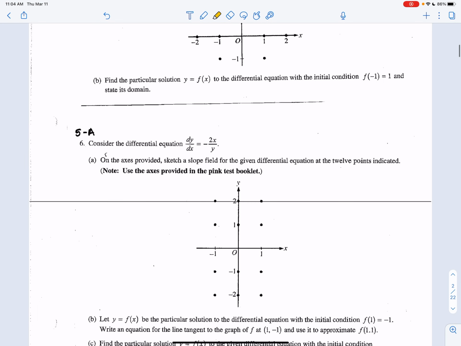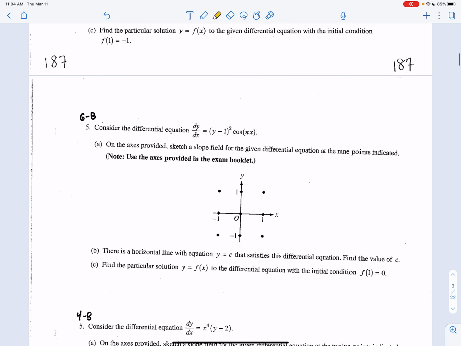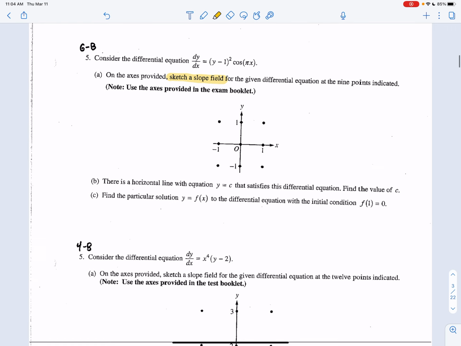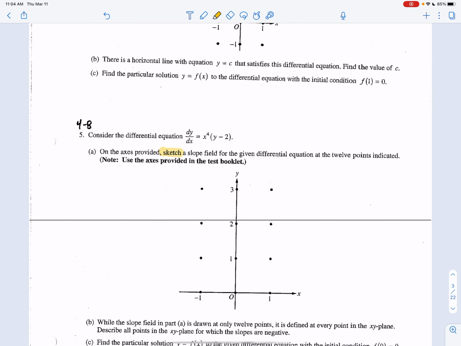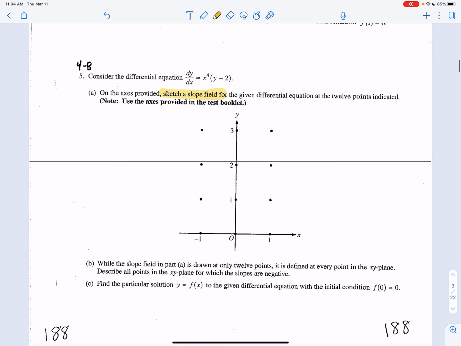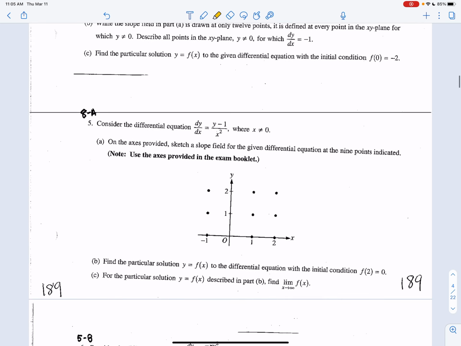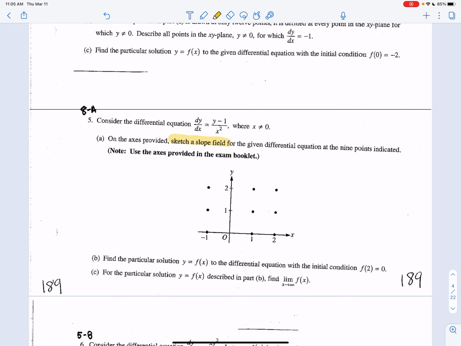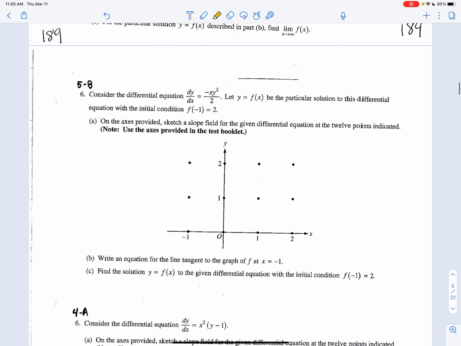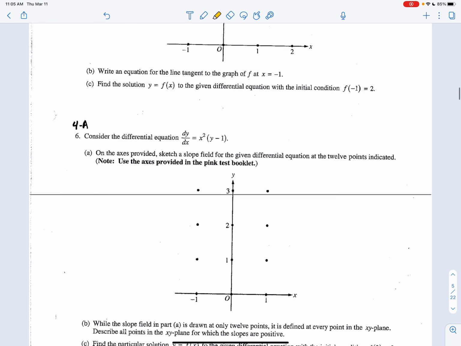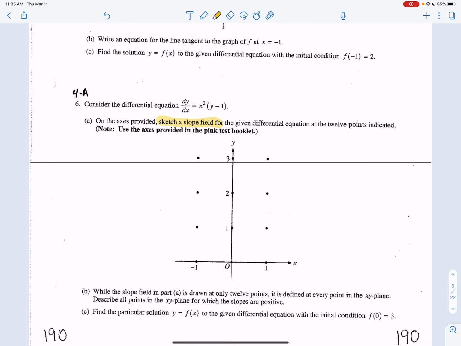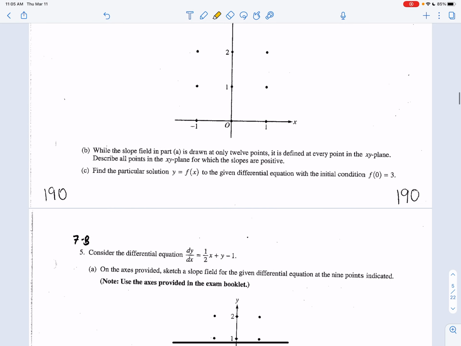In 2005, they also asked us to sketch a slope field. In 2006 Form B, they asked us to sketch a slope field. In 2004 B, so you're just highlighting with me. In 2010 B, they asked us to sketch a slope field. In 2008 Form A, you guys get my drift here, okay? So I'm going to go a little bit faster, 2005 B. So it's looking so far that it's hitting every single problem so far, okay?